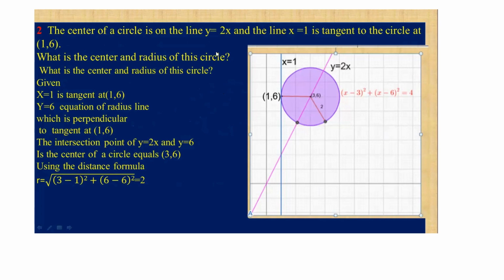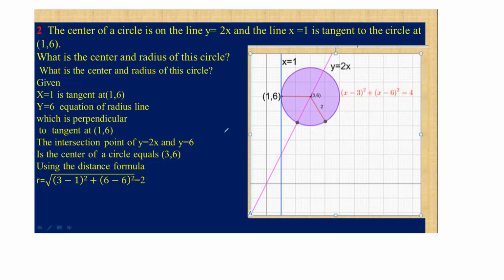Question number 2. The center of a circle is on the line y equals 2x, and the line x equals 1 is tangent to the circle at (1, 6). The question is to find the center of the circle.